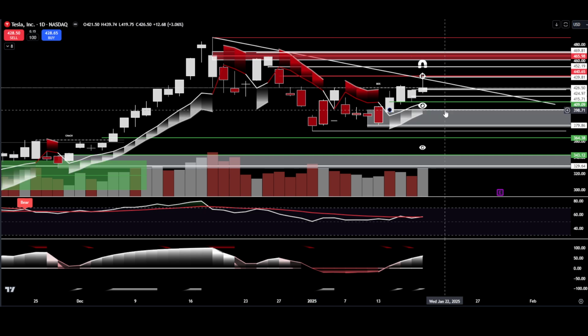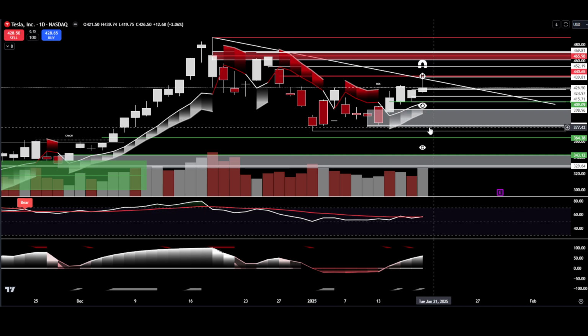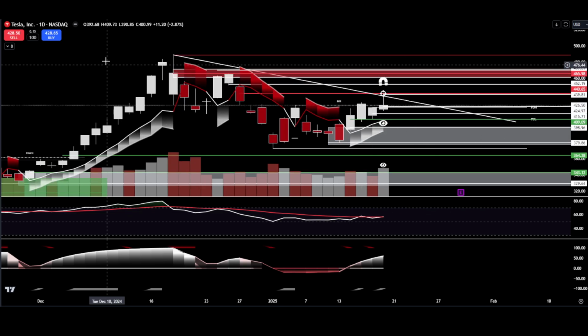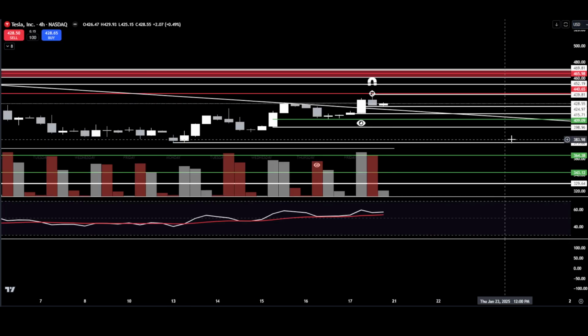But right now we're looking for this 400 to the high 370s to hold as support. If we pop back down to that, we've got some additional targets to the upside, and I'll tell you what those are as we drop into some other time frames. We'll take a look at the 4-hour chart.